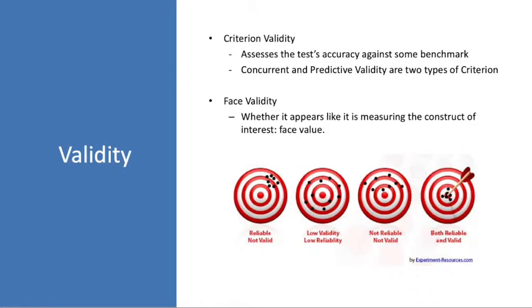And there are two different types of criterion validities. There is concurrent validity, meaning the benchmark is happening right now.